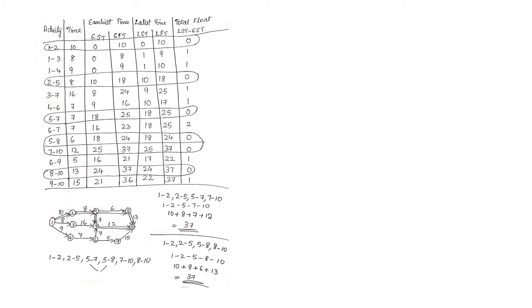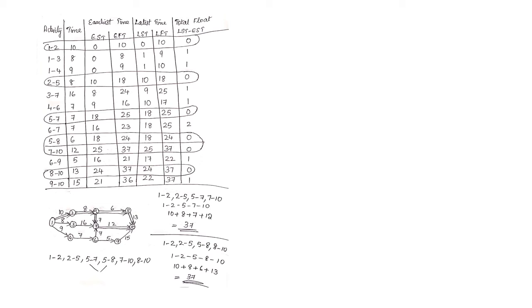Later what did I do? I did the time duration. 1 to 2 it was 10, 2 to 5 it was 8, 5 to 7 it is 7 and 7 to 10 it is 12. When I added, we got the same value as the last earliest value, that is E10. Whatever we got, I got that same value, 37. Okay, so we have confirmed one critical path.